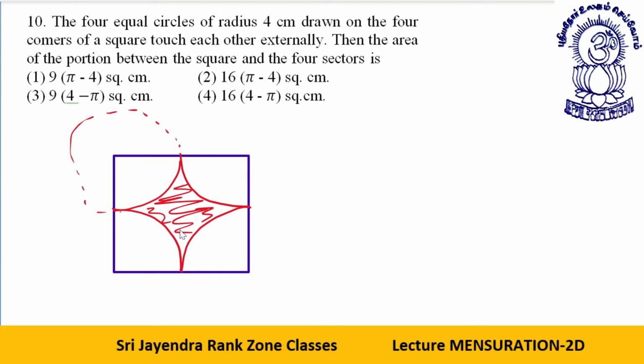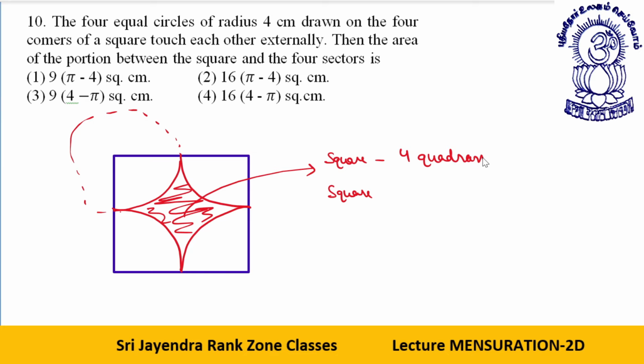So this area will be what? I've done similar questions. This area will be square minus 4 sectors, that is, square minus 4 quadrants. Now, what is one quadrant? 4 quadrants means one circle. What is the area of the square of radius 4 centimeter?